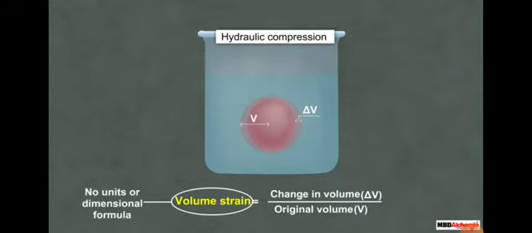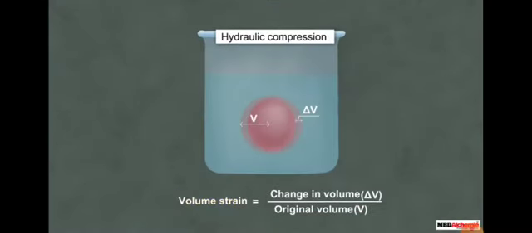So whenever you dip that spherical ball into the water or in the oil, what will happen? There is a change in the volume. Initially the original volume was present, but when you dip that spherical ball into the tank, there is a change in the volume upon the original volume. So that is called volume strain or volumetric strain. Strain has no units or dimensional formula, because it is the ratio of the change in dimension to the original dimension.